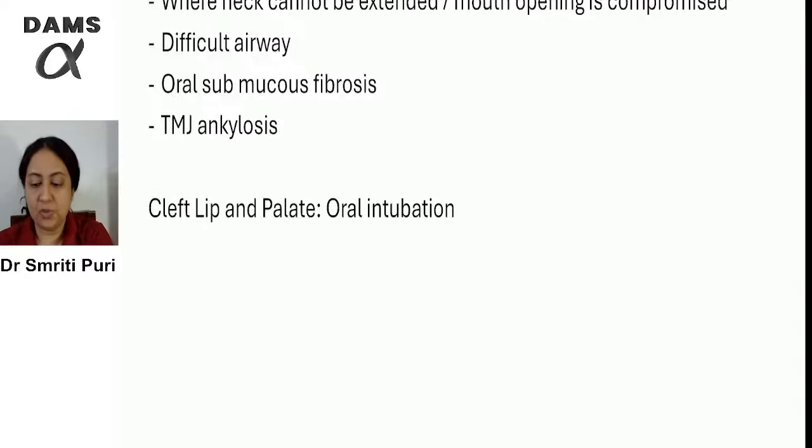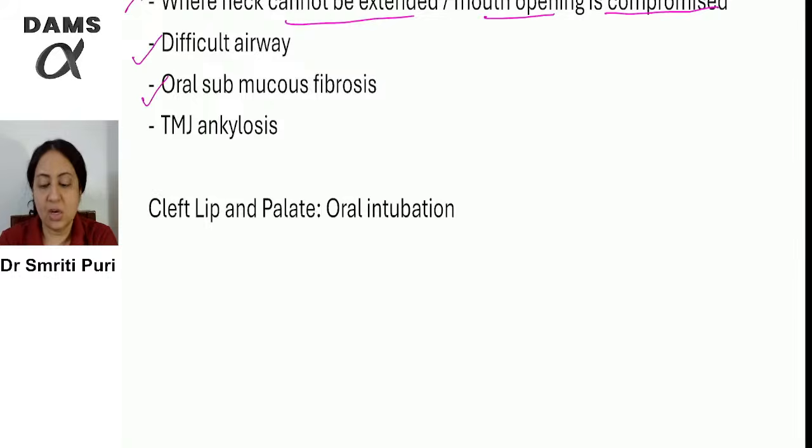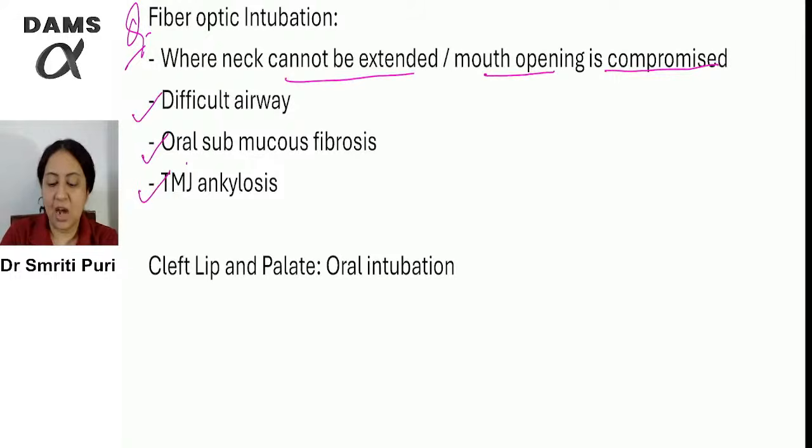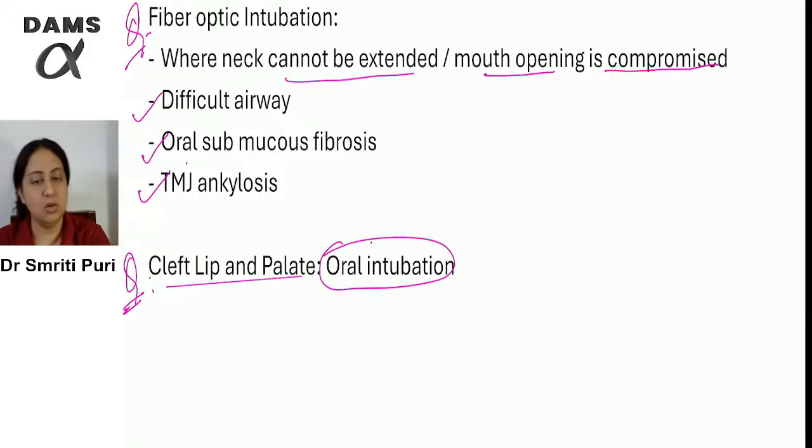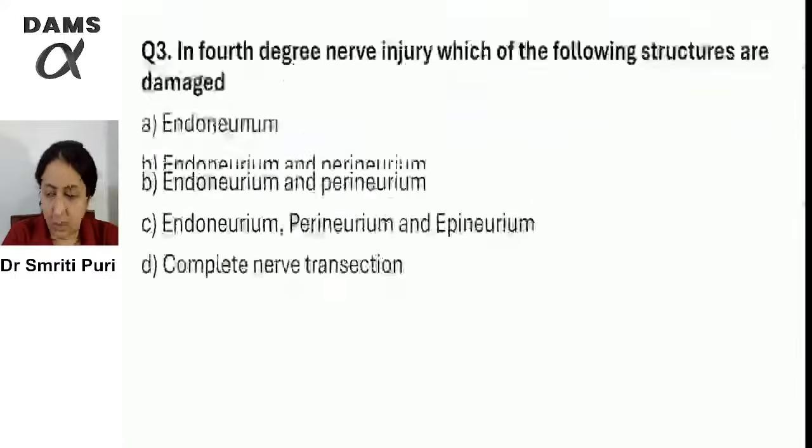Very important, fiber optic intubation, where it is used where the neck cannot be extended or mouth opening is compromised. So, difficult airway, oral submucous fibrosis, and TMJ ankylosis. In such cases we will not be able to visualize the vocal cords, or we won't be able to achieve neck extension. Right? And please remember, cleft lip and palate, where we have nothing to do with the occlusion, that is oral intubation. Okay.